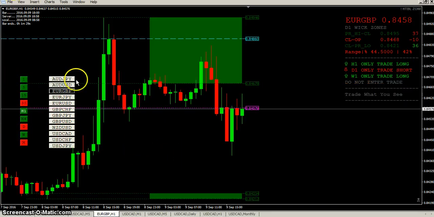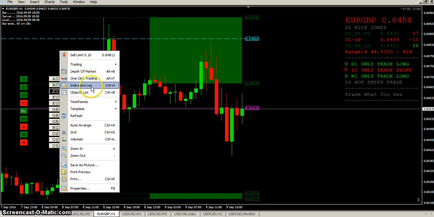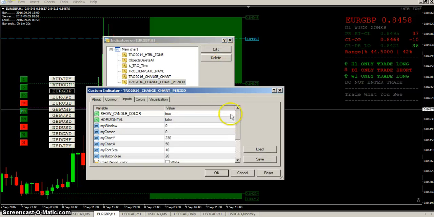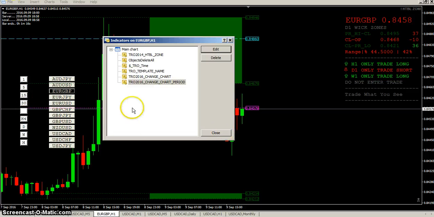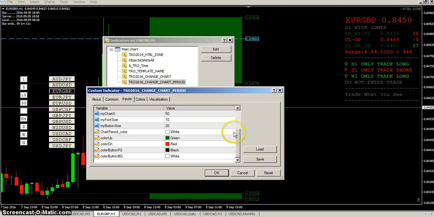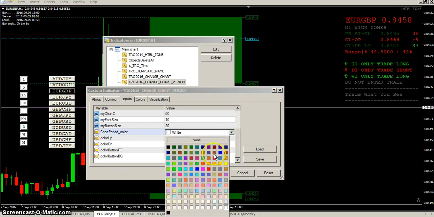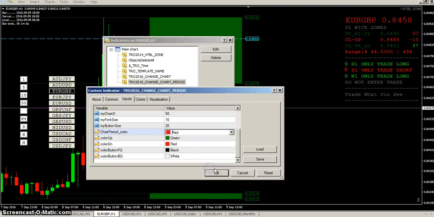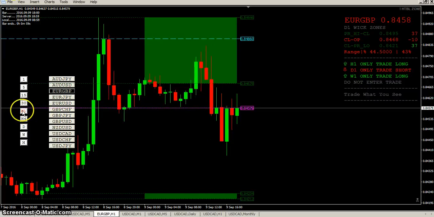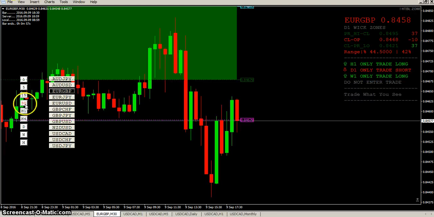And also, with the TRO change chart period indicator, in case you don't want to see the candle colors, you can turn it off and it'll go back to normal. And what you have to do though is make sure your colors will show up. You don't want to have white on white, otherwise you can't see what the period is. So you can see we're on the H1. We click it, then that one will turn that color. So those are the indicators.